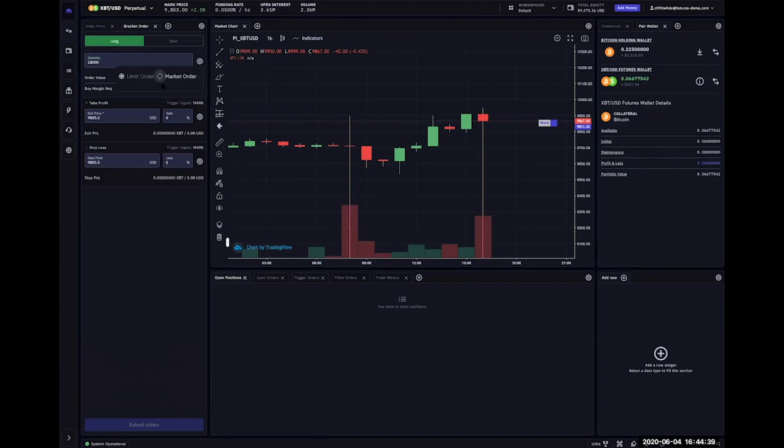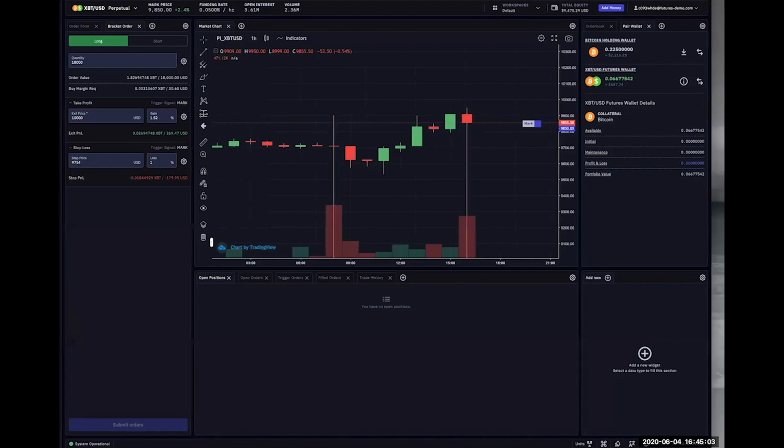The setting symbol for the trigger signal in the bracket order next to the take profit and stop loss gives the option of last, mark, or index. Is there a reason to have a preference of these prices? And is this feature also in the live version of Kraken Futures? Yeah, so this is in the live version of Kraken Futures.